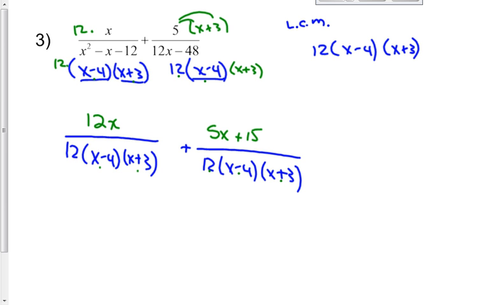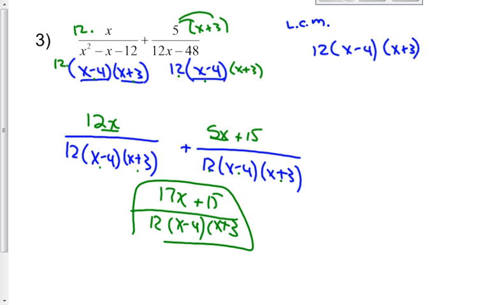Now I can go ahead and add all the way across the top. I do have like terms here, 12x plus 5x, 17x plus 15 over 12, x minus 4, x plus 3. 17x plus 15 does not reduce, it doesn't factor, so there's nothing else I can do with this to make it any simpler.